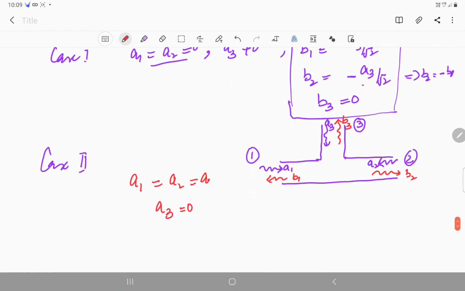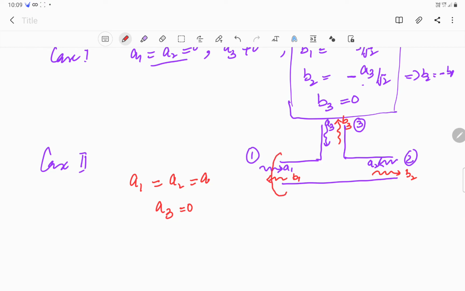So this means that two sources are connected. One is connected at port 1, another source is connected at port 2, and we are not feeding a signal at port 3. So that's what it means. A1 is equal to A2 is equal to A, and A3 is 0. We are not connecting any source at port 3. We are connecting sources at ports 1 and 2.